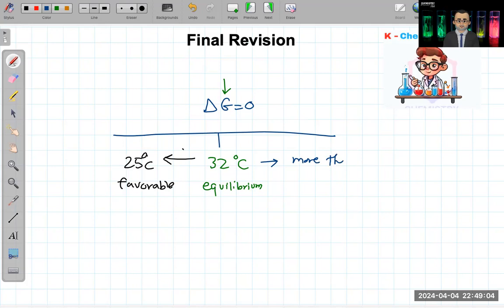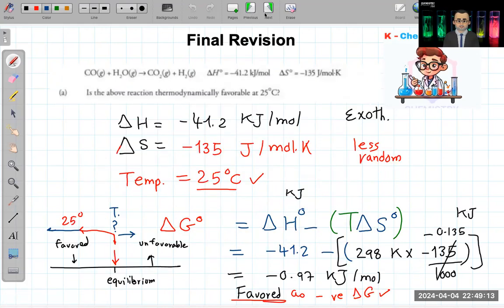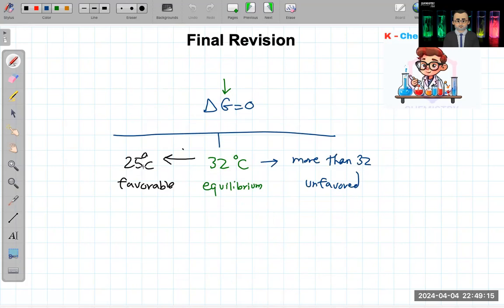More than 32? Then the reaction is unfavored. So in part A, the question told you the temperature is 25: is it favored or not? Then you looked for delta G. But in part B, he asked you, what is the temperature in the middle between favored and unfavored?